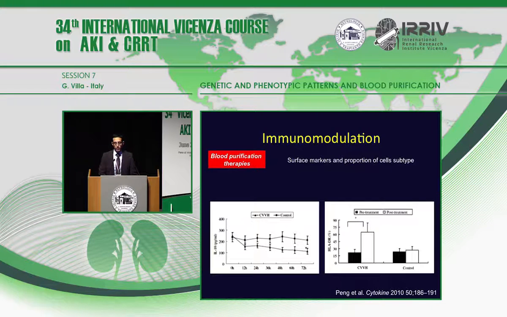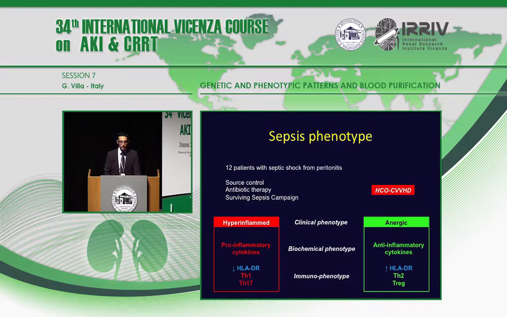We can modify the surface markers and the proportion of cells during the treatment. So, for example, in this case, with high volume hemofiltration, this patient increased the level of HLA-DR, so they became again capable to present the antigen, according to the reduction of interleukin-10 performed via the treatment.